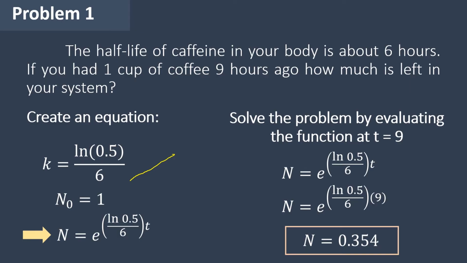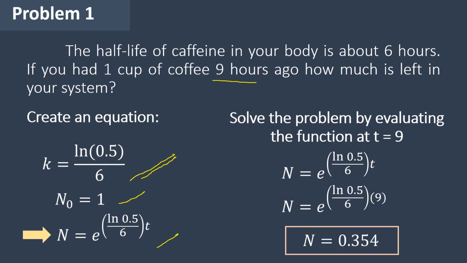Now, we're going to make use yung value of k natin to create our equation. So, nakalagay kasi sa problem that if you had 1 cup of coffee 9 hours ago, how much is left in your system? So, after 9 hours, ilan na lang daw yung natira na caffeine sa ating katawan. So, we're going to make use of the derived value of k natin. N sub 0 or yung initial value is still 1. At ito na yung gagamitin natin na formula. So, yung formula natin ngayon would be n is equal to e raised to the power of ln or natural logarithm of 0.5 over 6 times t.